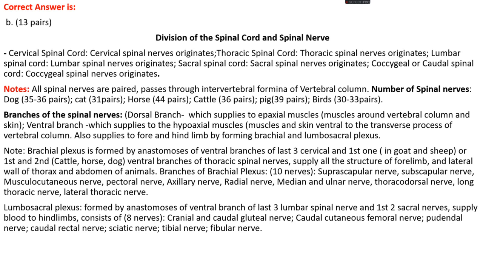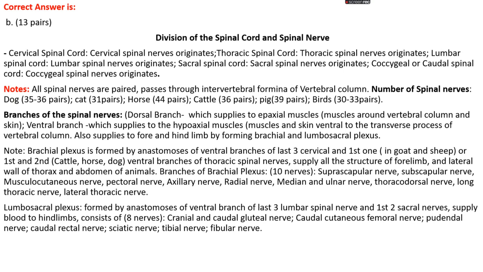Okay, and if we look at the branches of the spinal nerves, we find that spinal nerves have two branches, a dorsal branch and a ventral branch. The dorsal branch supplies the muscles around the vertebral column and the skin, while the ventral branch mainly supplies the muscles and skin ventral to the transverse process of the vertebral column, and also supplies the forelimbs and hind limbs by forming the brachial plexus and lumbosacral plexus.